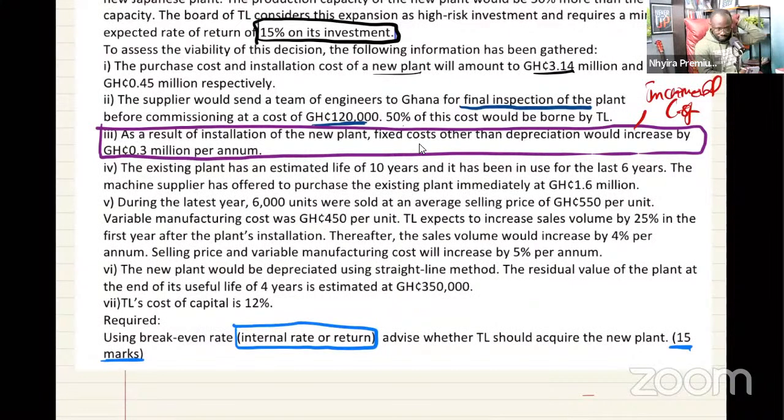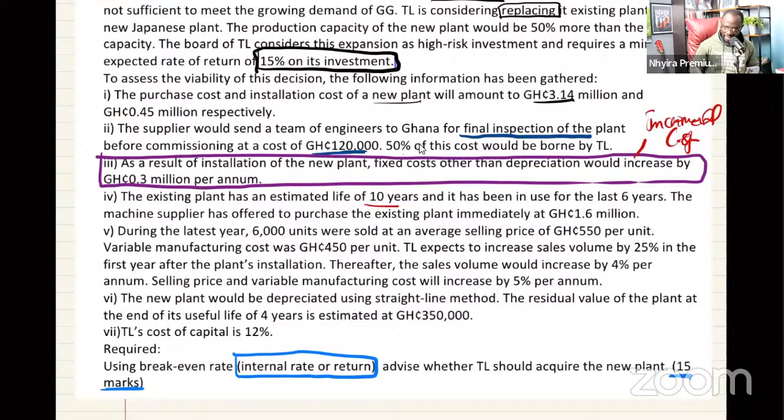Note IV. The existing plant has an estimated life of 10 years. Sorry, it has been used for the last 6 years. We don't care about that really. The machine supplier has offered to purchase the existing plant immediately at 1.6. That is a relevant cash flow for us, a relevant inflow at the commencement of the project. So again, this will come on the face of our financial statement. It will come in year 0 because it says immediately, now, and we've established that immediately or now means year 0. So in year 0, this 1.6 will be coming up.